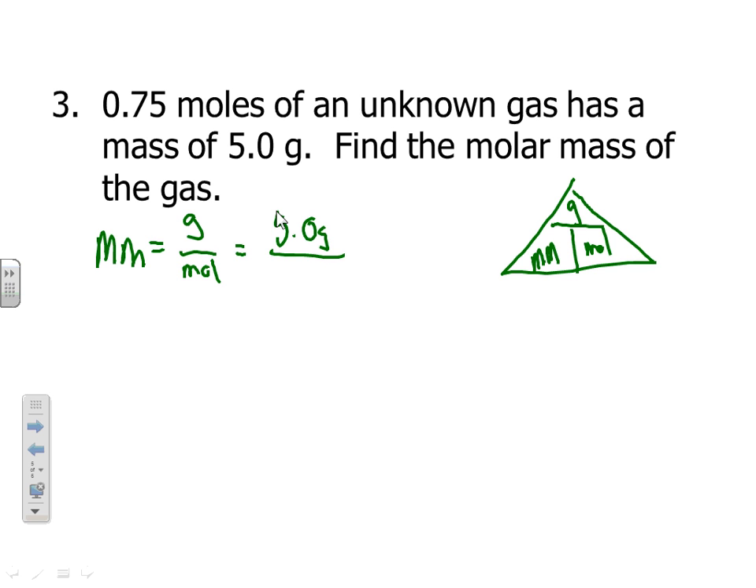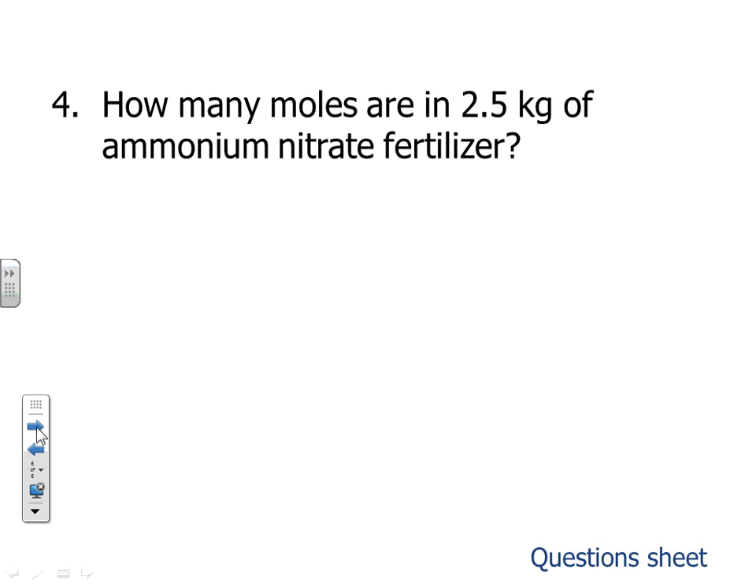5.0 grams, 0.75 moles, and I get my calculator out. 5 divided by 0.75 equals, and I have 6.7, because it's 6.666, there's 2 significant digits, grams per mole. All right? Okay? So that's the third way we can calculate it. One more, just to keep us on our toes.